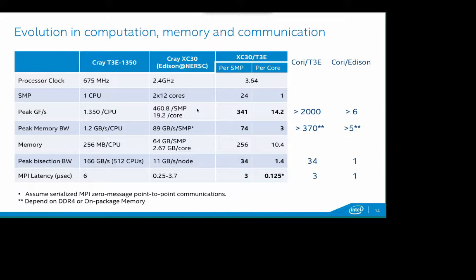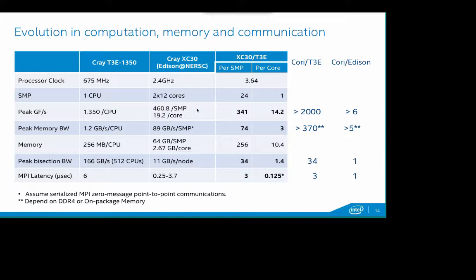Let's focus on the next two columns, comparing Edison versus the T3E about 15 years ago. We are talking about quite large changes. What is striking is when you compare the changes with respect to SMP node versus core, there are also very big differences. Of course, everything is so much bigger when you think about the shared memory processor rather than just the individual core. And we should be able to take advantage of that.